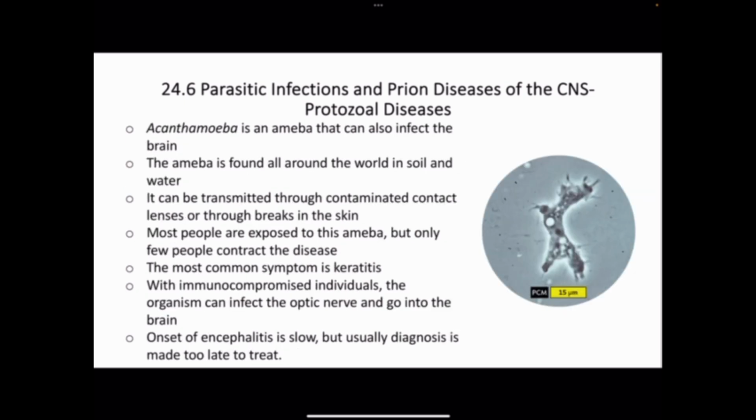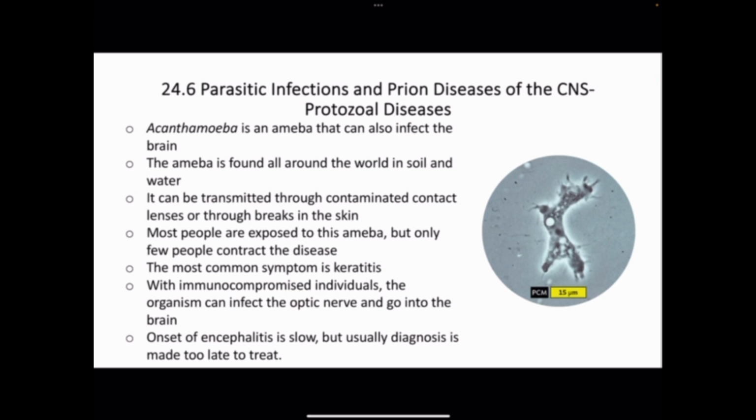The last protozoal infection I will talk about is another amoeba-causing infection. The amoeba, Acanthamoeba, is also found worldwide in water and soil. The contaminated water or soil can enter the body by contaminated contact lenses or through breaks in the skin. The amoeba starts in the eye and can create keratitis, which is inflammation of the cornea. Then, the organism begins to integrate deeper into the eye if not treated. Once the organism goes through the optic nerve into the brain, it leads to the disease Acanthamoeba encephalitis.